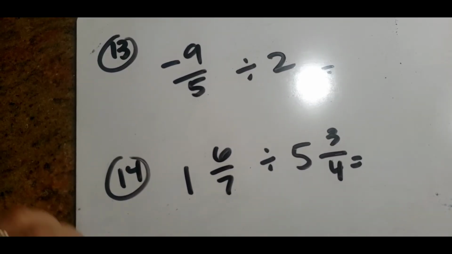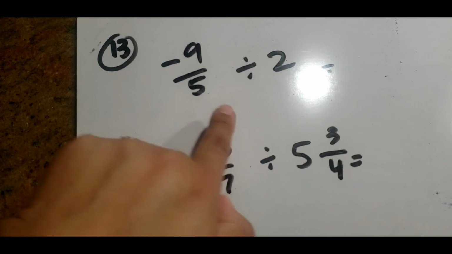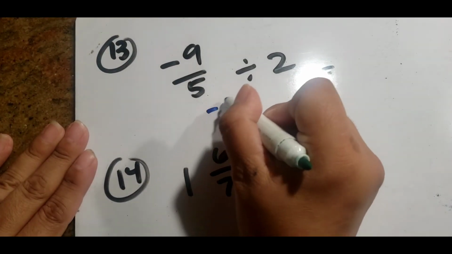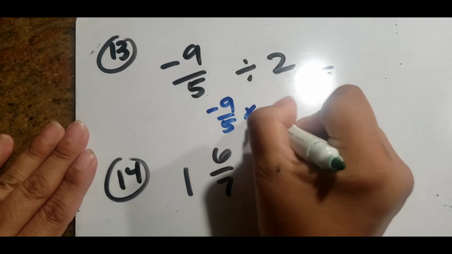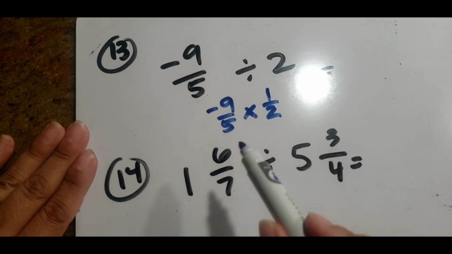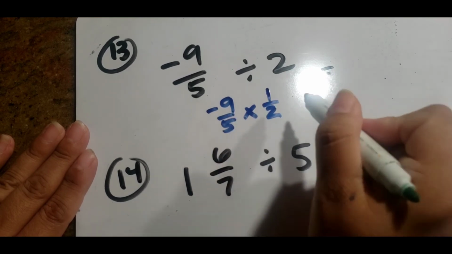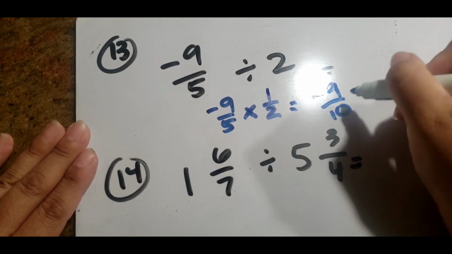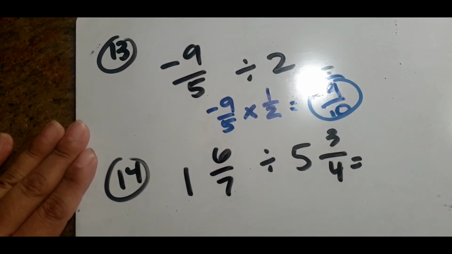All right, so for number 13, I have negative 9 over 5 divided by 2. So again, I would rewrite this as negative 9 over 5 times, and the reciprocal of 2 would be 1/2. Okay, and then check to see if you can simplify. And if there's nothing, just multiply straight across. So negative 9 over 10. And then that would be my final answer.